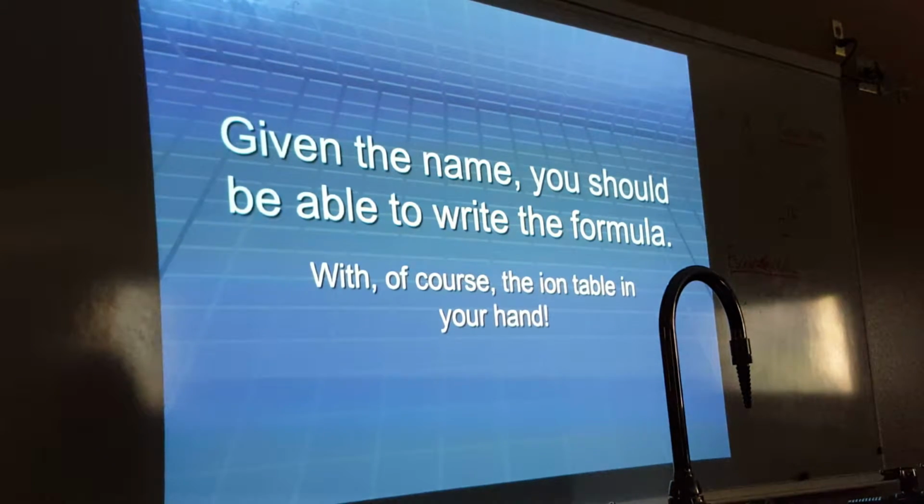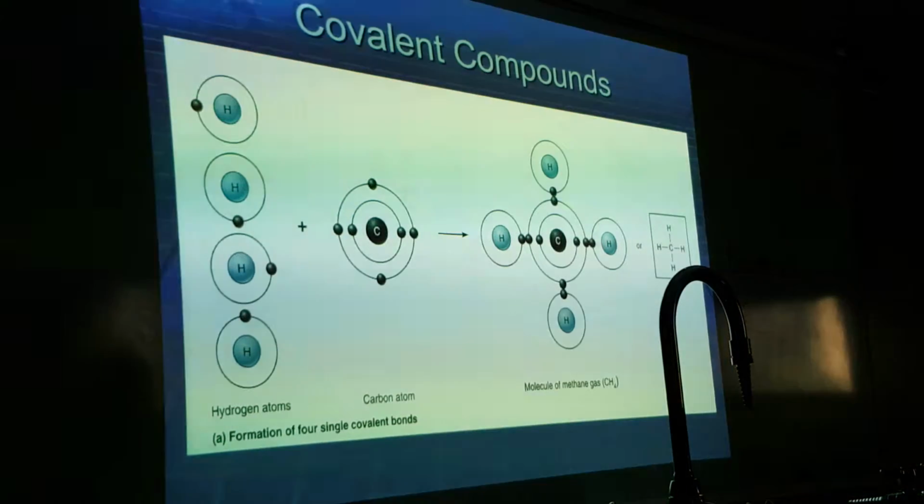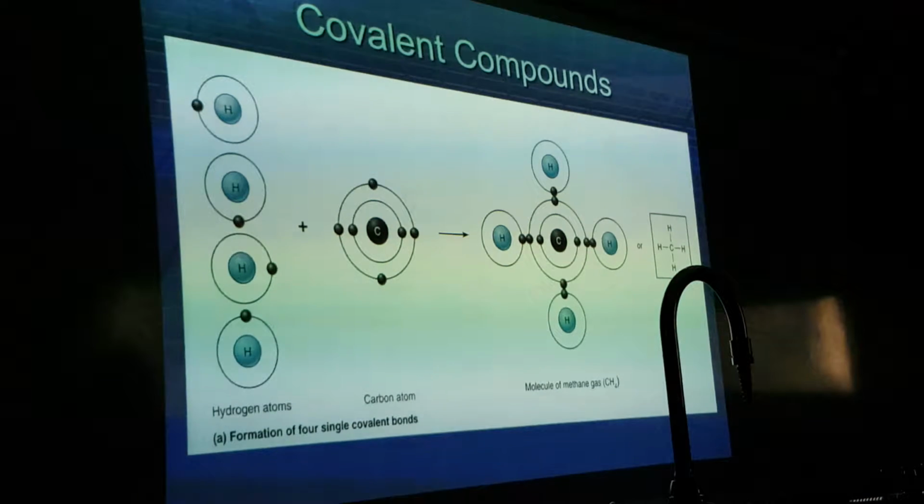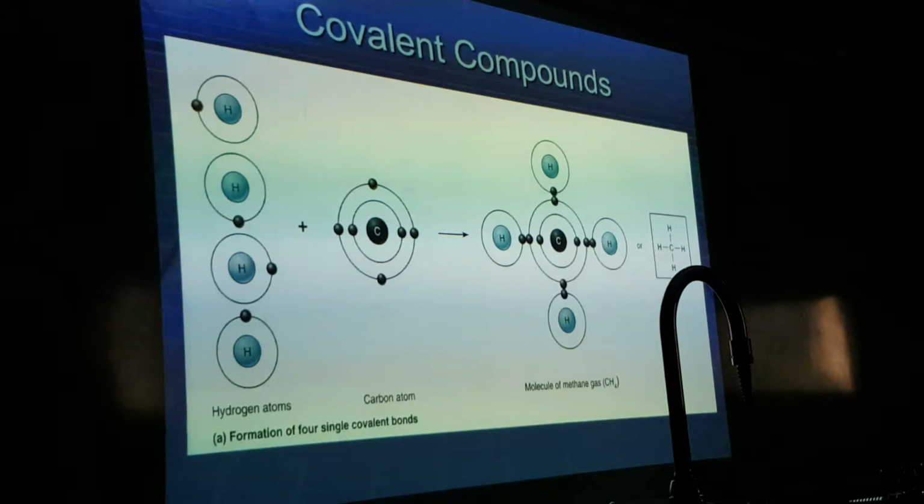Okay, next slide. Given the name, you should be able to write the formula. There you go, with the ion table in your hand, as it says there. Well, there are ionic compounds that are made of ions, and the only thing that holds those ions together is the attraction of opposite charges. Opposites attract.